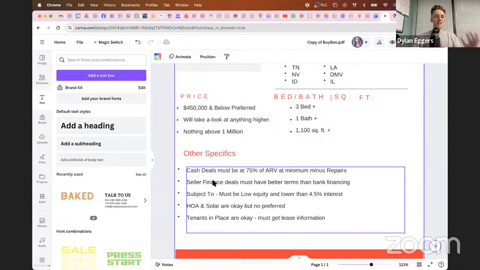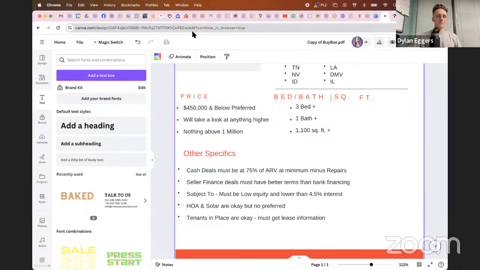So seller finance deals must have better terms than bank financing, right? Balloons, no short balloons, guys. If someone wants a 2-year balloon, a 3-year balloon, it's not a good deal. Someone wants a 20% down payment and a 6% interest rate, right? That's what banks are offering. So why don't you just go get a bank loan? Seller finance deals are good if they're low interest, low down payment, all that good stuff, right?